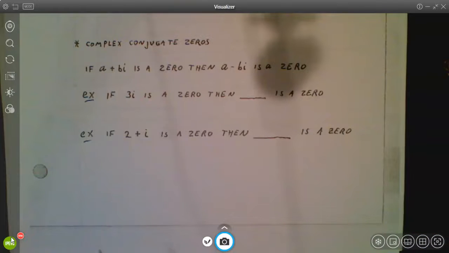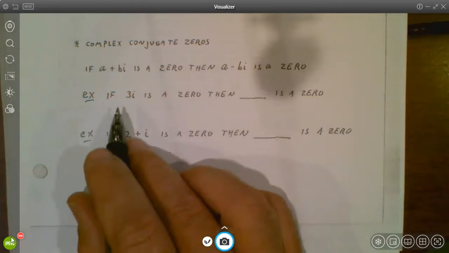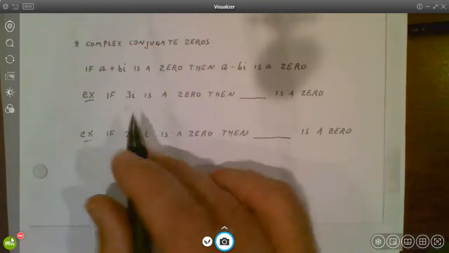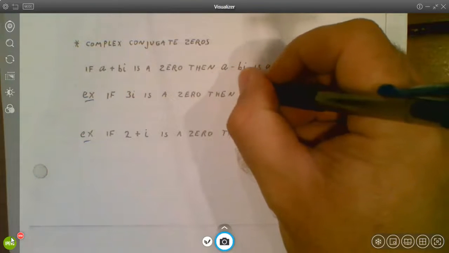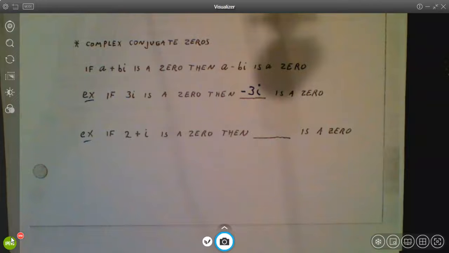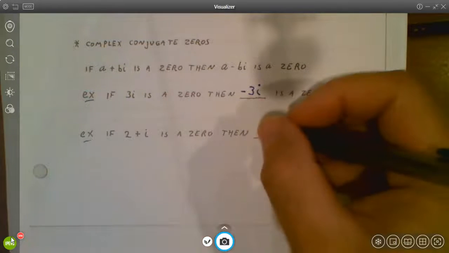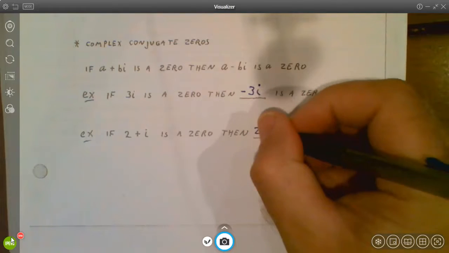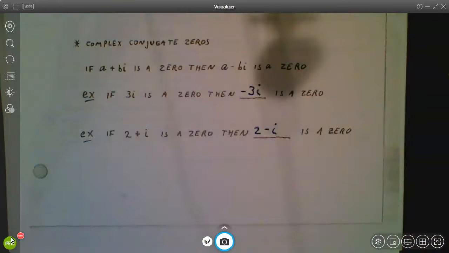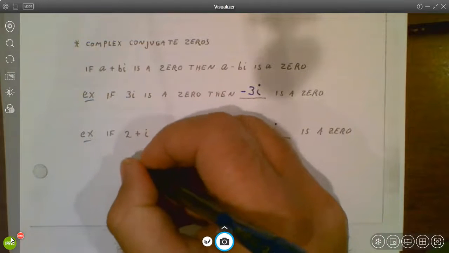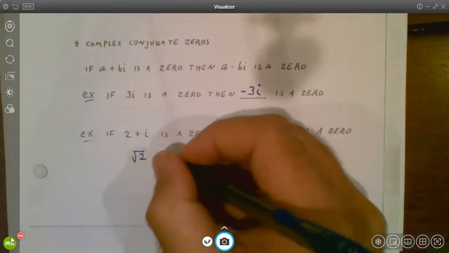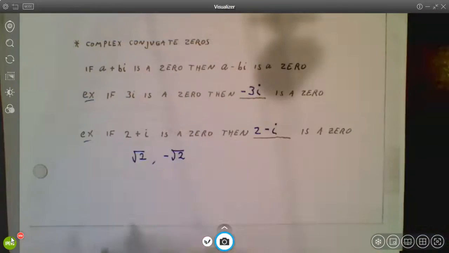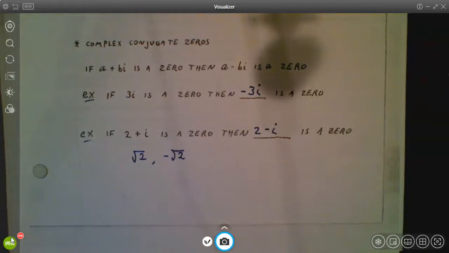So if the square root of 2 is a 0, then the negative square root of 2 must also be a 0. Just to give a couple examples for your notes: if positive 3i is a 0, the negative 3i must also be a 0. If 2 plus i is a 0, then its conjugate, 2 minus i, must also be a 0. Okay, and again, the same thing would work for radicals. If the square root of 2 is a 0, then the negative square root of 2 must also be a 0. Keep that in mind as we move forward here.